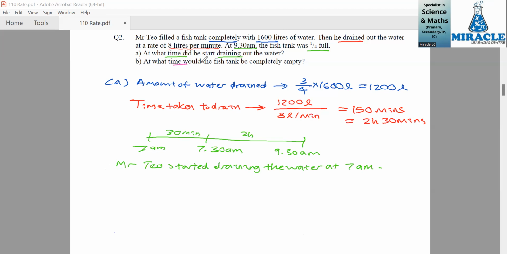Now let's look at part B. At what time would the fish tank be completely empty? So the fish tank has 1/4 of water left. So let's find the exact amount of liters of water that is left.